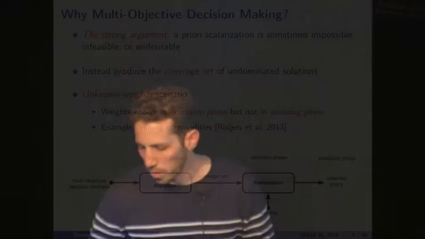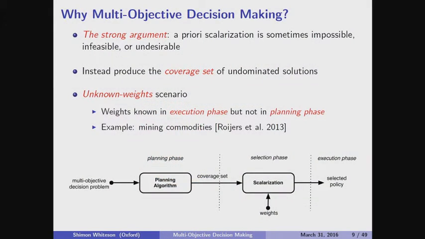Okay, so why would we be unable or unwilling to scalarize a priori? There are three different scenarios that capture the reasons. The first scenario is what we call the unknown weight scenario. In this scenario, we simply do not know the weights of the scalarization function at the moment at which we have to do the planning, at the moment at which we have to do all the computational work to figure out what policies are good. The idea here is that the weights will be known later, at the moment at which we have to execute the policy, but they're not known at the moment at which we have to do the planning.